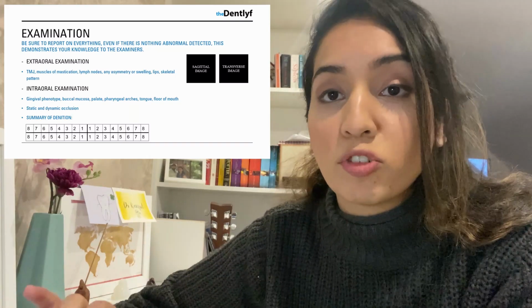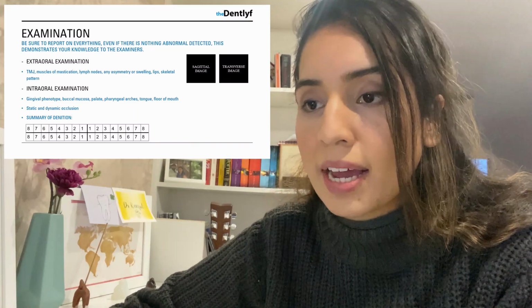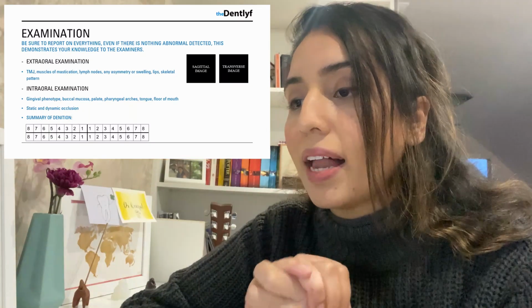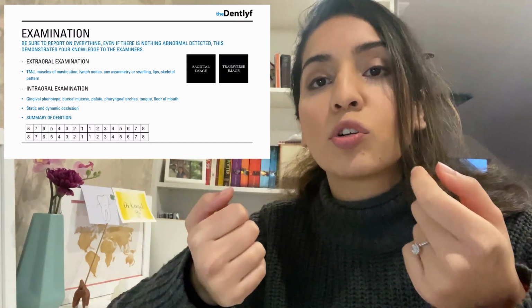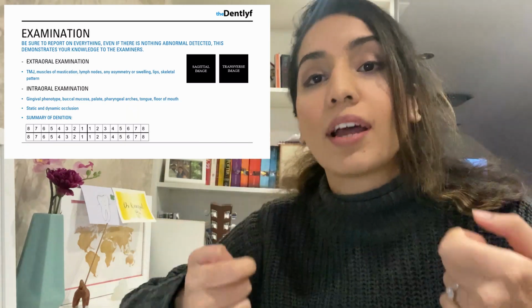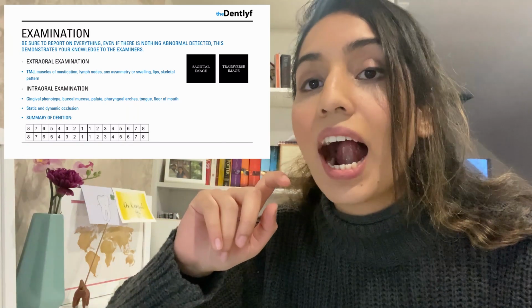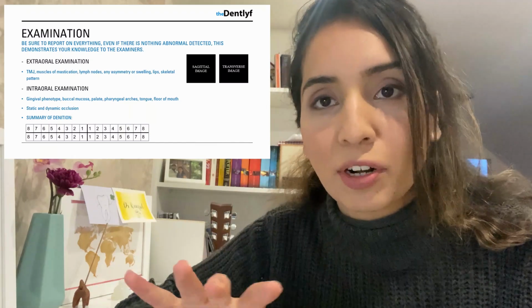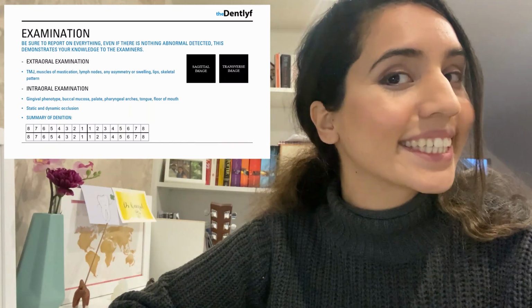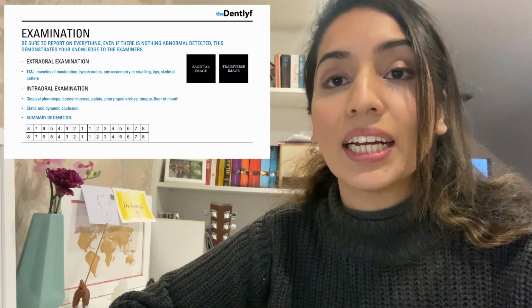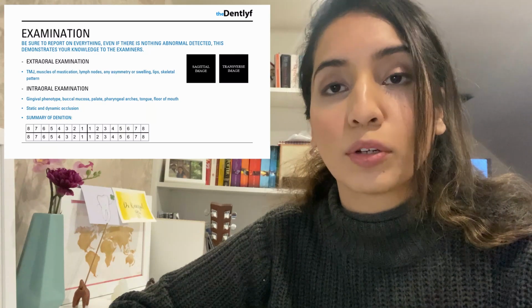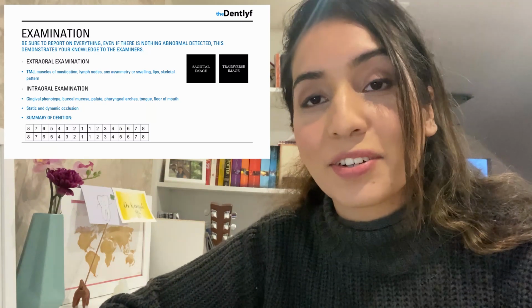Again, you mention everything that you've checked, even if there's nothing abnormal detected. So gingival phenotype, buccal mucosa, palate, pharyngeal arches, so that's right at the back, tongue, floor of mouth, etc. Then you check their static and dynamic occlusion. And it's really hard to do this on patients.